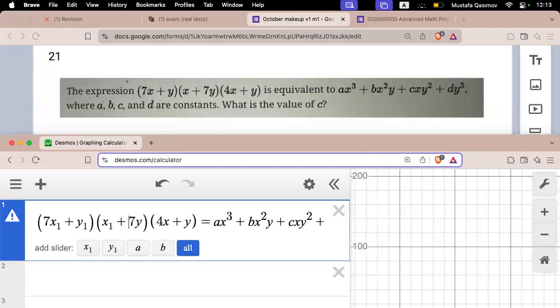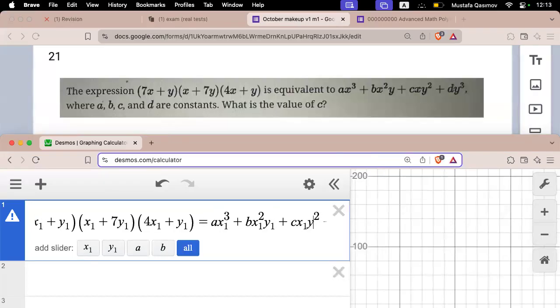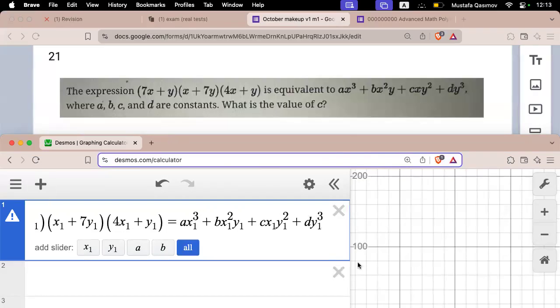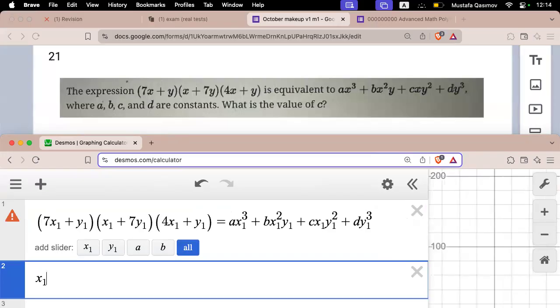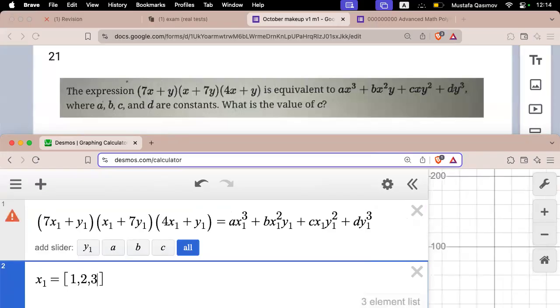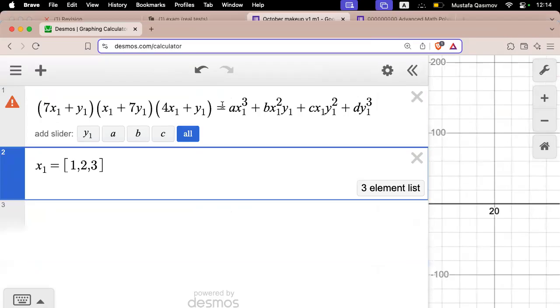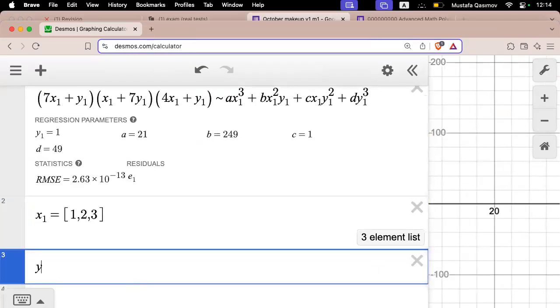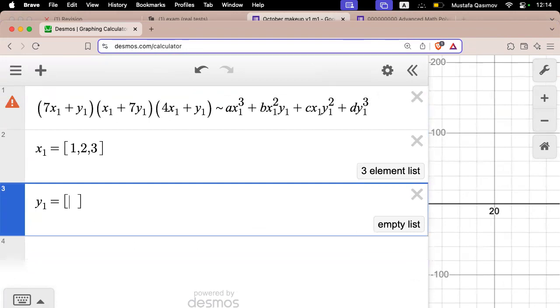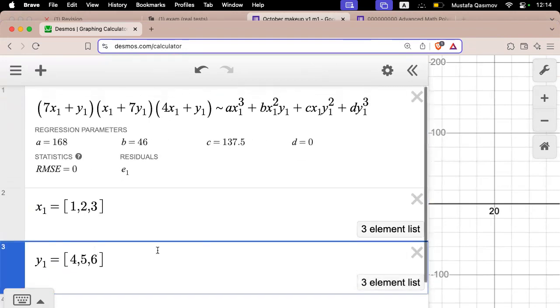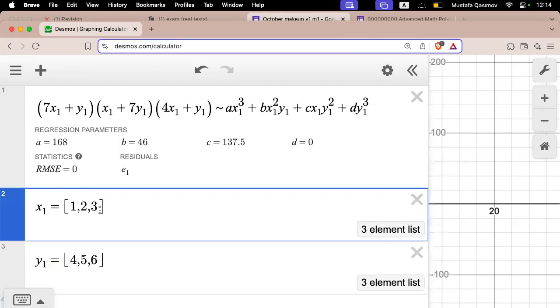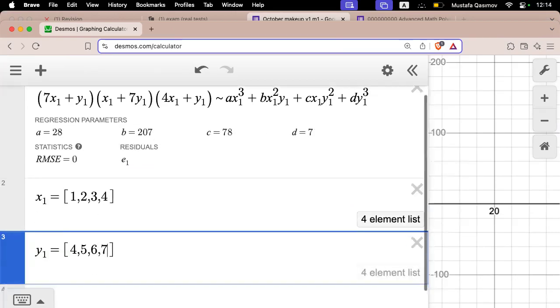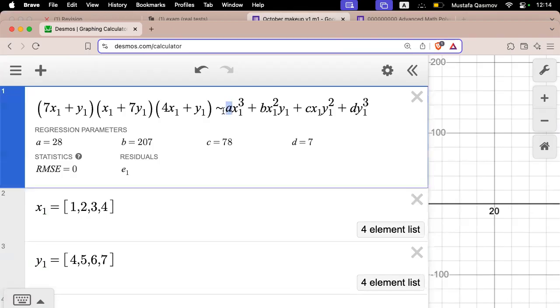Then you can write here, x1 by 1, x1 by 1, x1 by 1. Okay, like that. Then you can say x1 is equal to list 1, 2, 3. Then y1 is equal to, for example, 4, 5, 6. Then you will get the values of a, b, c. Okay, we have to put 4 numbers here, because we have 4 letters A, B, C, D. Then you will get the values of A, B, C.